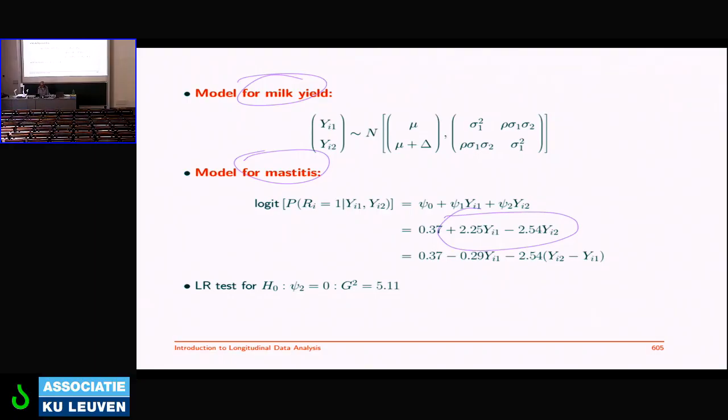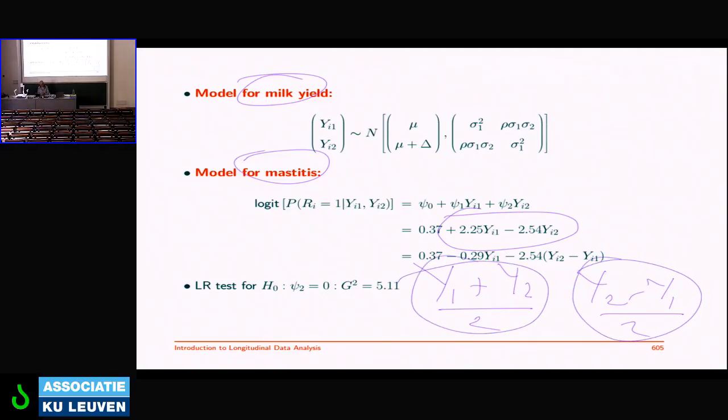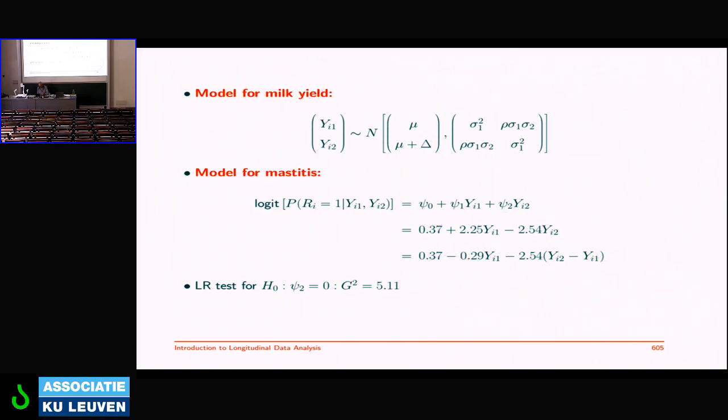You can do that in many ways, but it's not uncommon to recode it into, for example, (y1 + y2)/2 and (y2 - y1)/2, which is a size effect and an incremental effect. That incremental effect is used, but for the size effect actually only the year 1 measurement is used. What you see, and there are no standard errors given, but they would show that the second one is significant. We also see that here. The first one is not. It's not so much the milk yield, it's the evolution in milk yield.